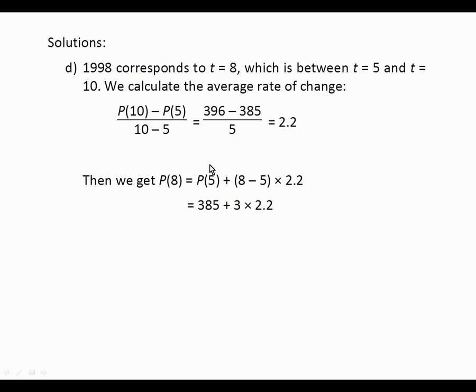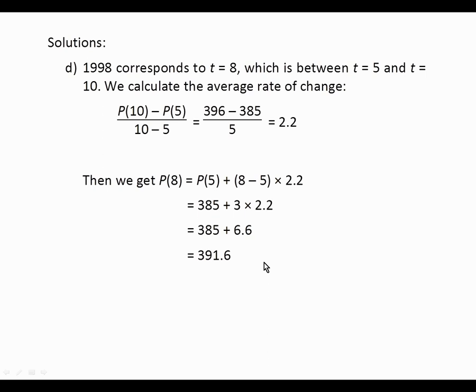Okay, all this stuff is combining steps 1 through 4. Okay, remember, this part right here, finding the 2.2, that's step 1. The 8 minus 5, that's step 2. 3 times 2.2, so this part right here, that's your step 3. And then that's added to the lower functional value that you used in order to calculate the average rate of change. So you get 385 plus 6.6, 391.6.